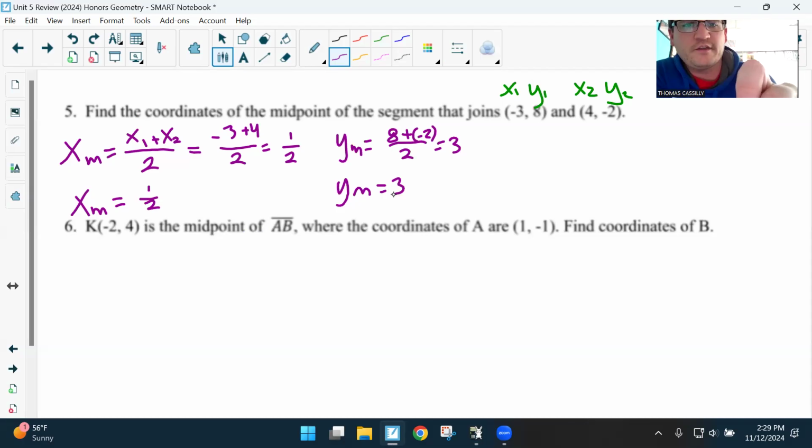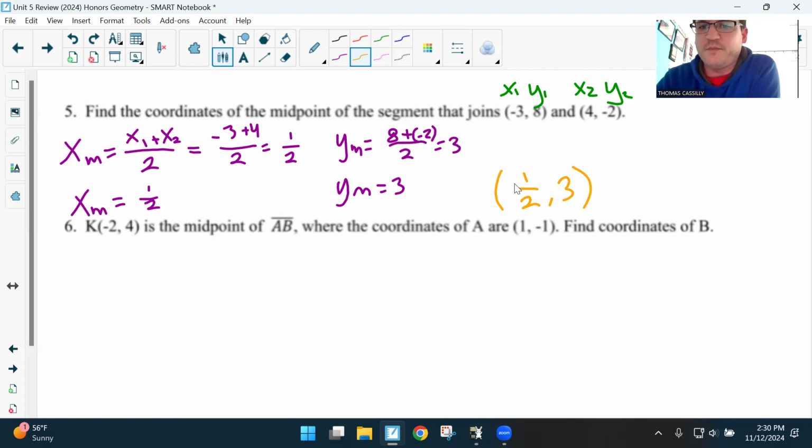So let's put those together. Remember, this is a midpoint. This is an ordered pair. So our midpoint here is just 1/2, and then you always separate them with a comma. It's an ordered pair, so separate them with a comma. So this tells us the x midpoint is 1/2, and then the y coordinate is 3.